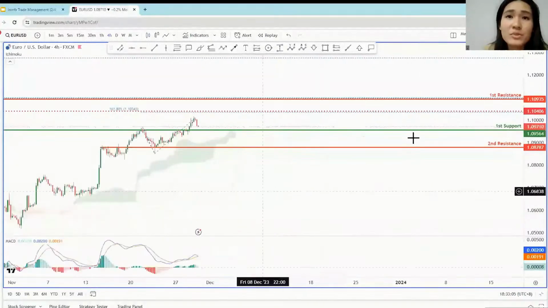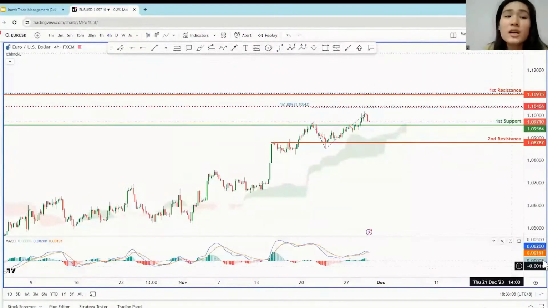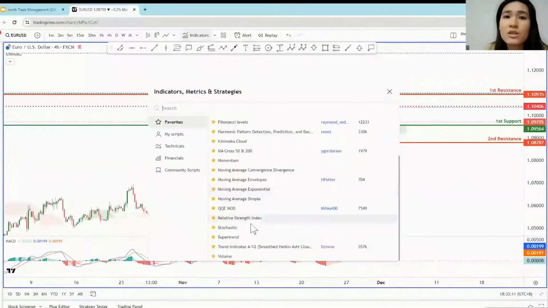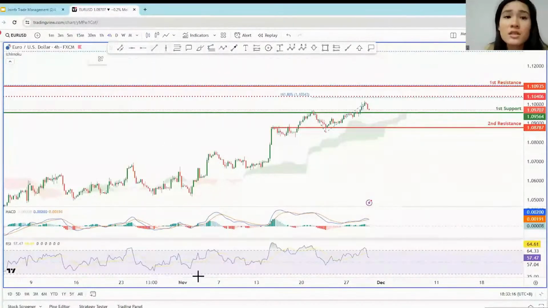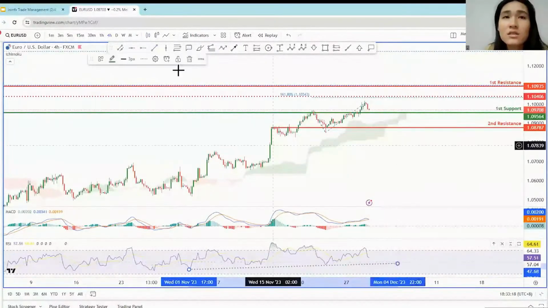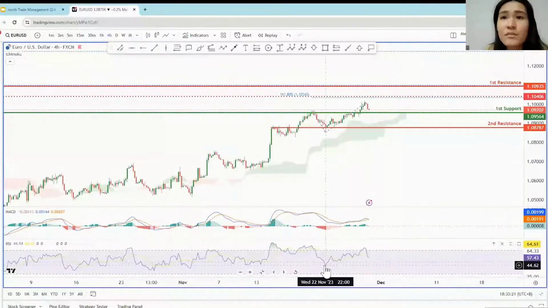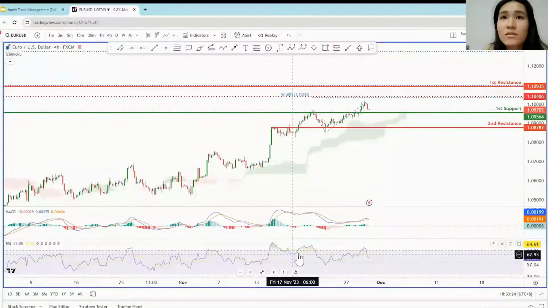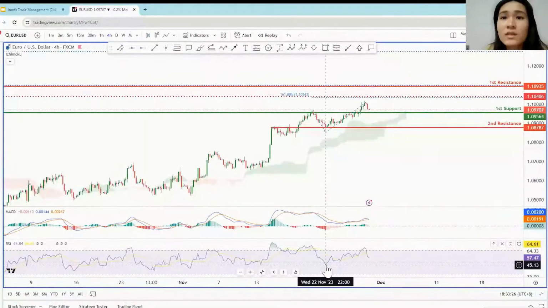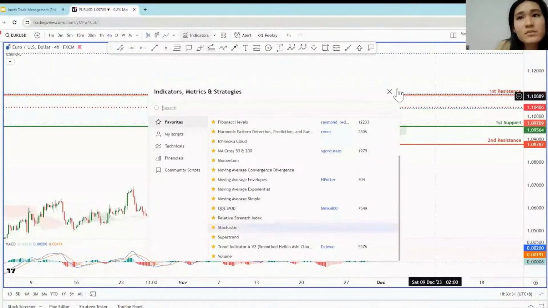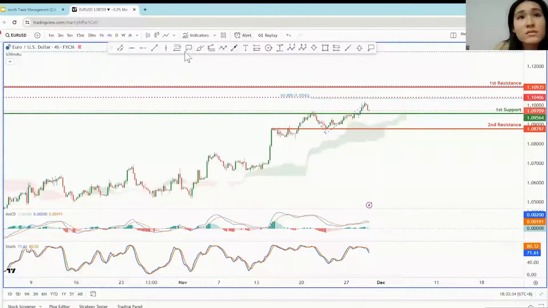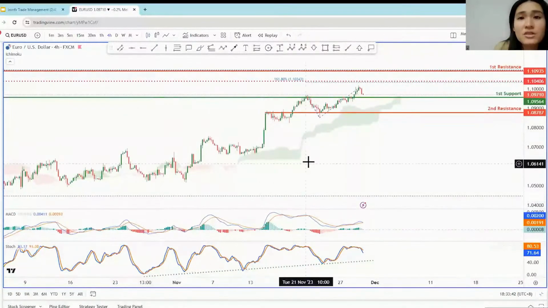Okay, price is moving above our Ichimoku cloud, so it's giving us a bullish signal. MACD is also giving us a bullish signal, so all of these support our analysis. RSI isn't really telling us much. Stochastic is giving us a bullish signal as well.